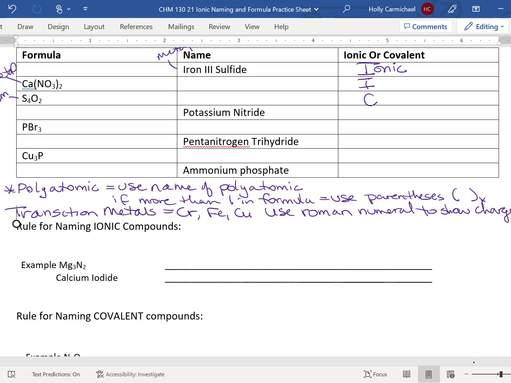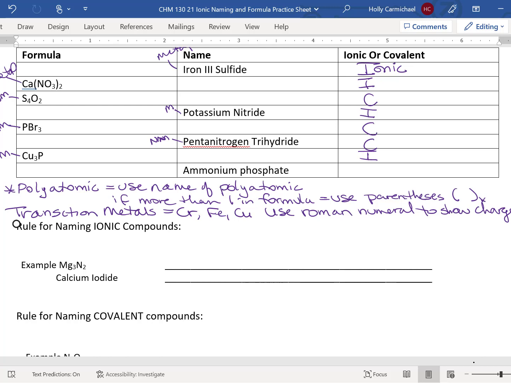Potassium nitride. Potassium is a metal, so that means this is ionic. PBr3. P is a nonmetal, so this is covalent. Pentanitrogen. Nitrogen is a nonmetal, so that means this is covalent, right? Hopefully everybody's gotten those. So Cu3P. Cu is a metal, so this is ionic.